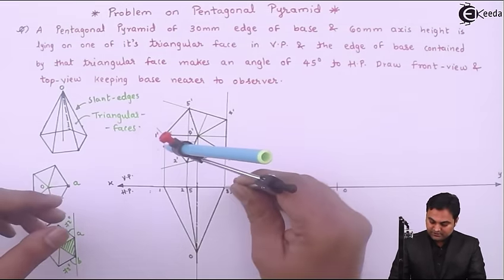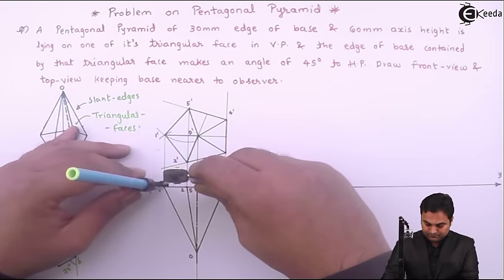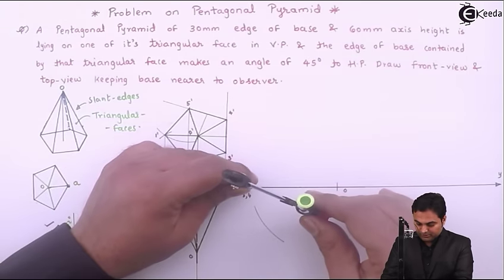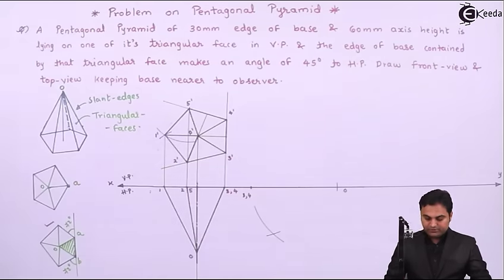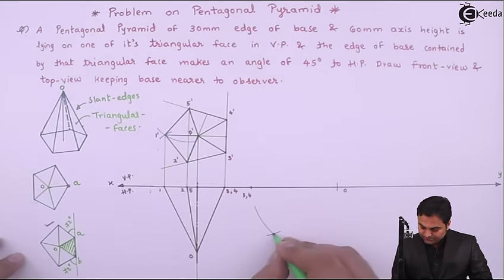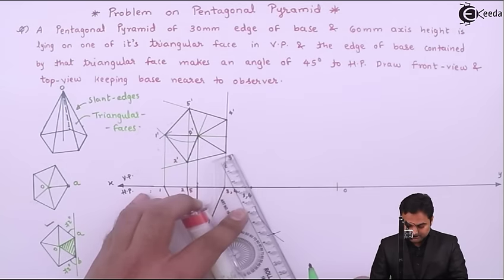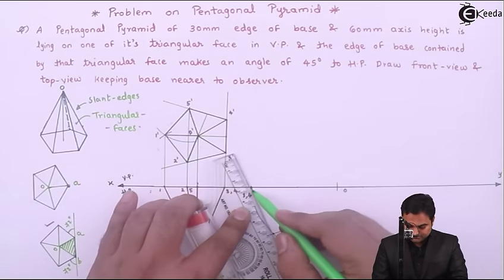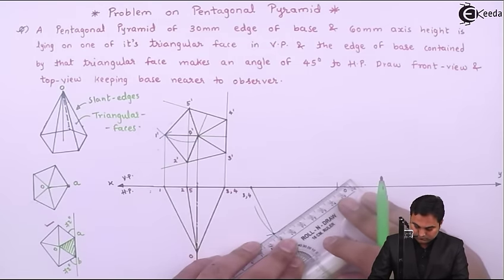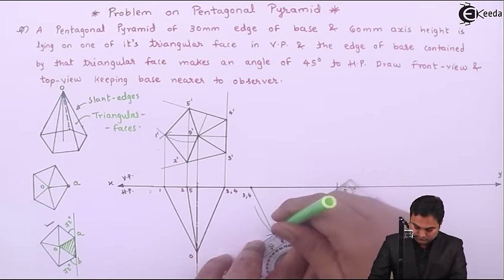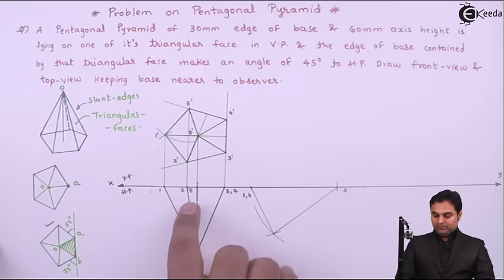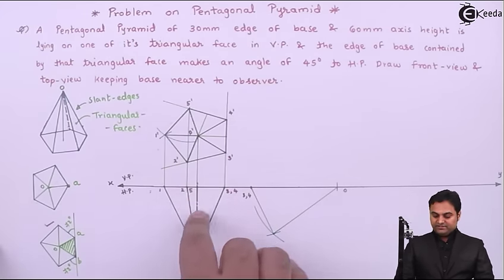Next, taking this base edge, keeping it on 3 and 4, marking it here. So here I get the point at the intersection of the arcs. So joining them light.